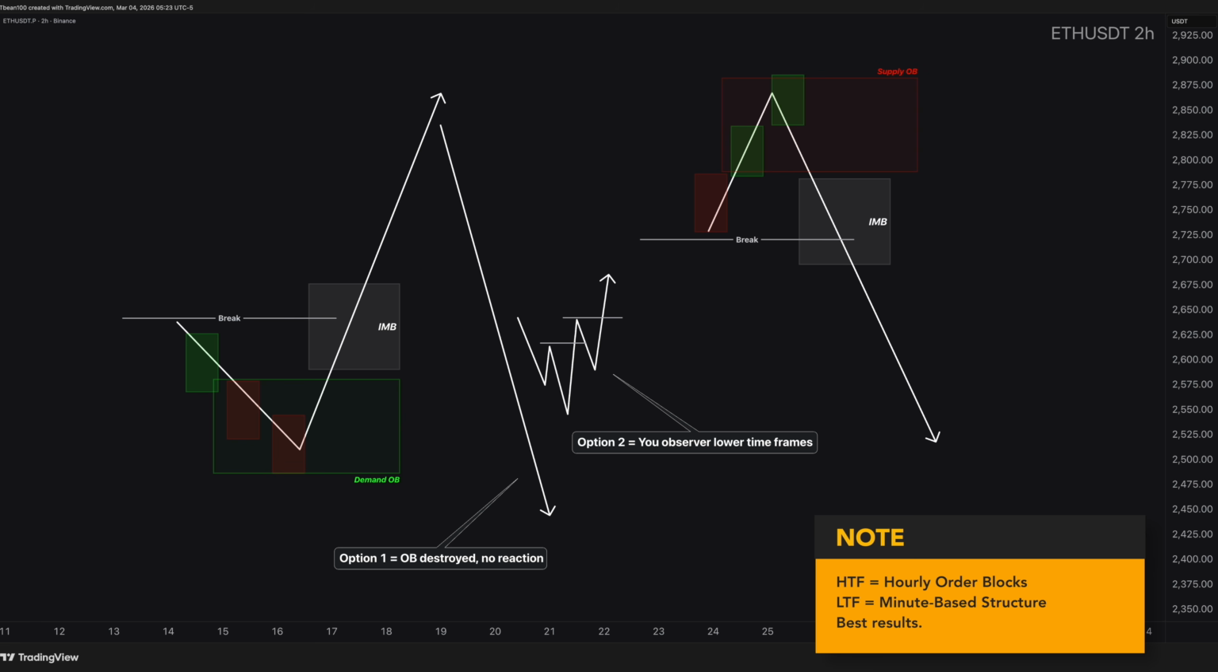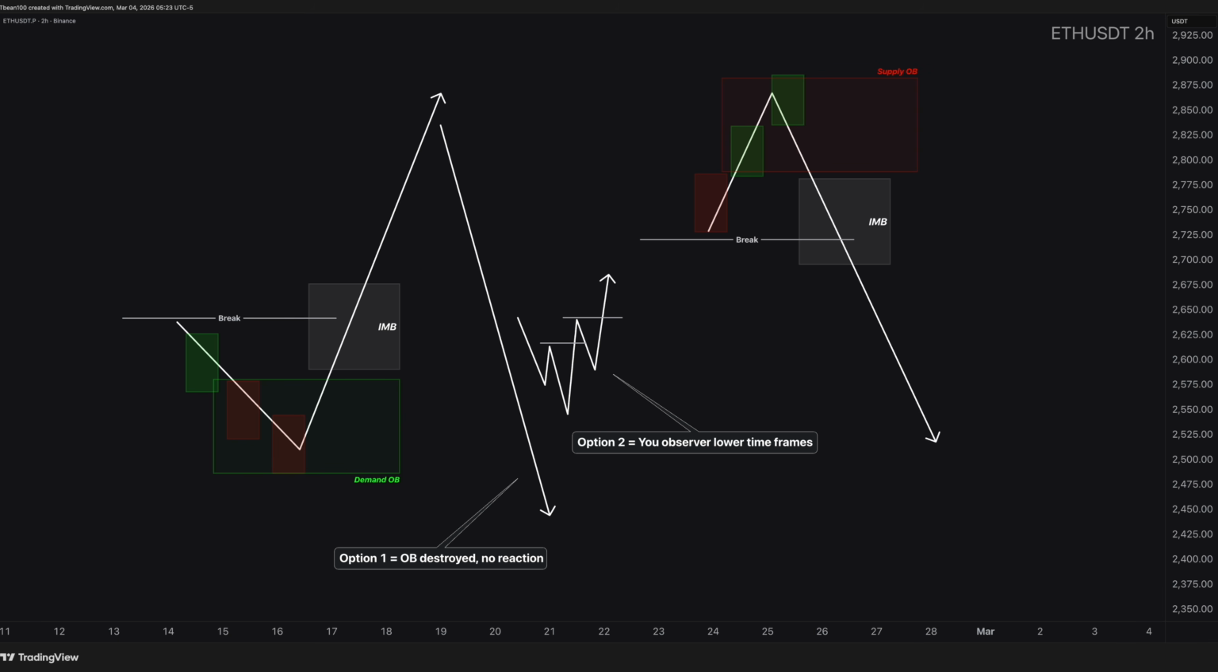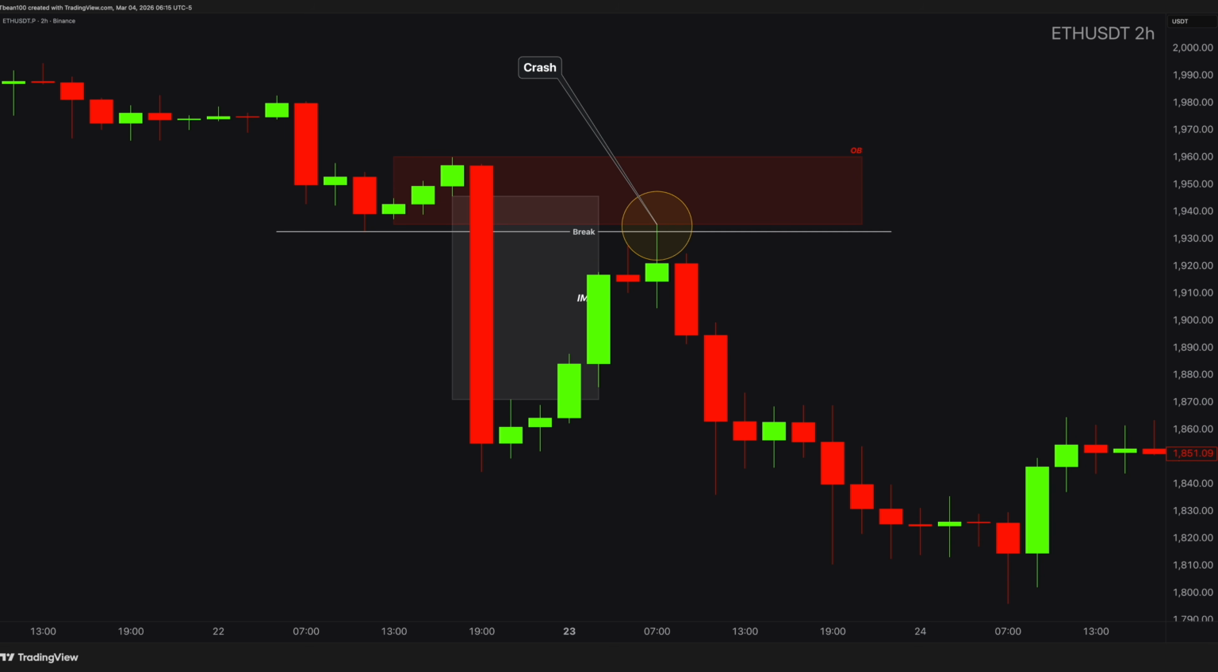And that is exactly why it's so important to pay close attention to the lower time frames. Basically, when you identify hourly order blocks like 1, 2, 3 hour order blocks, you also need to check the minute-based inner structure before making any decisions. If the inner structure trend actually shifts inside your demand area or supply area around that order block zone, that is when things start to look more interesting. For example, let's take a look at this crash area with the supply order block combined with an imbalance and the inner break.